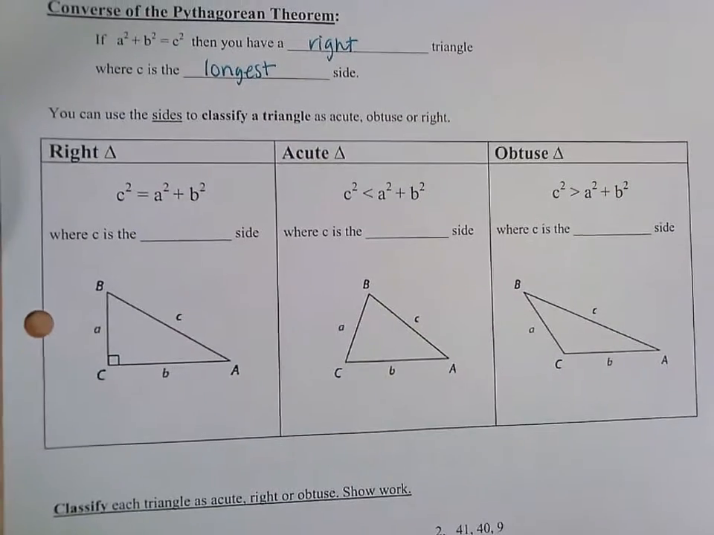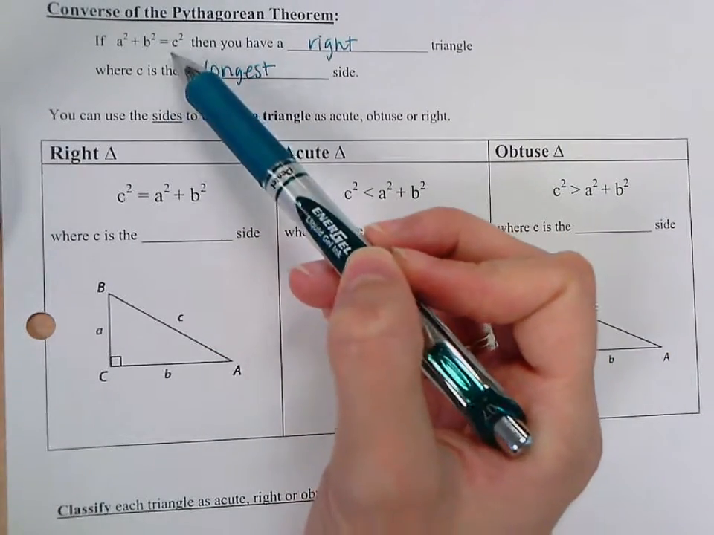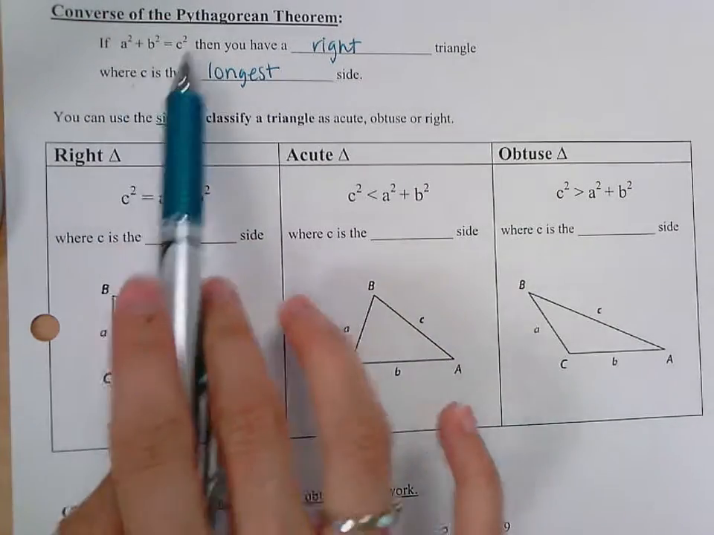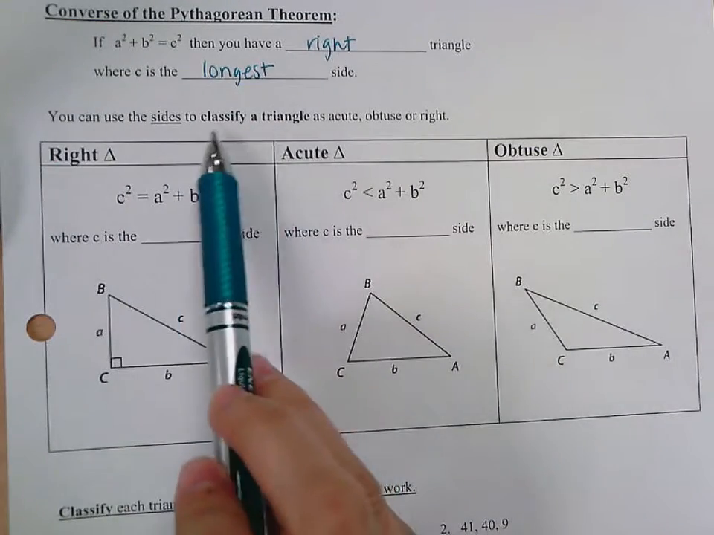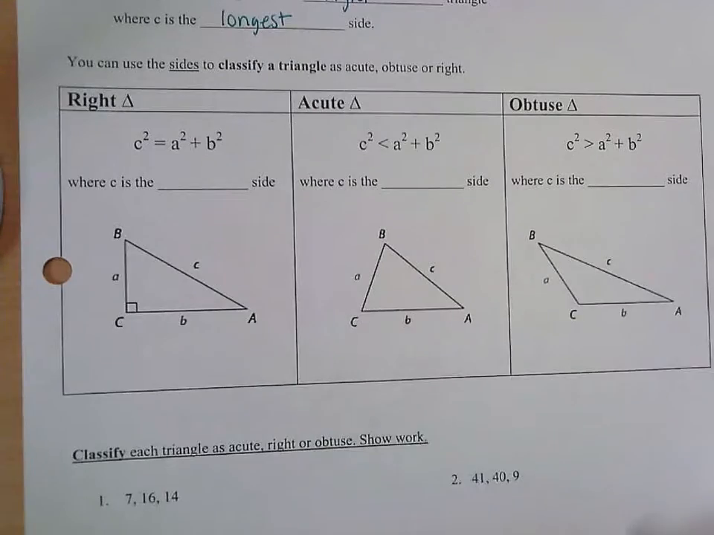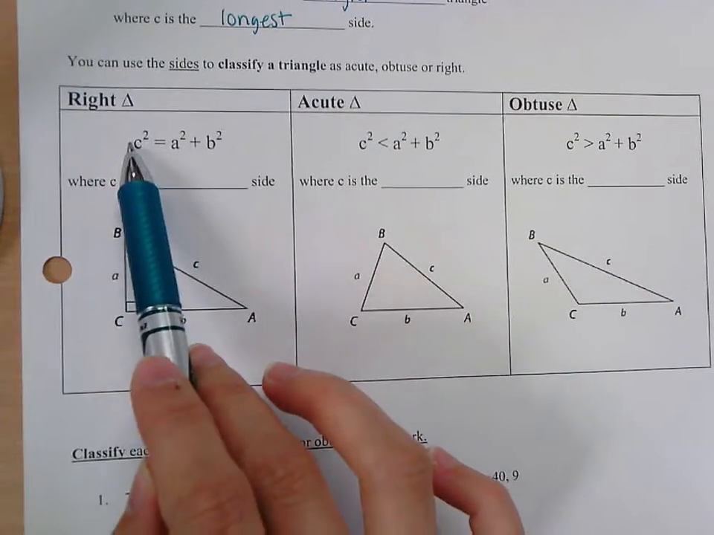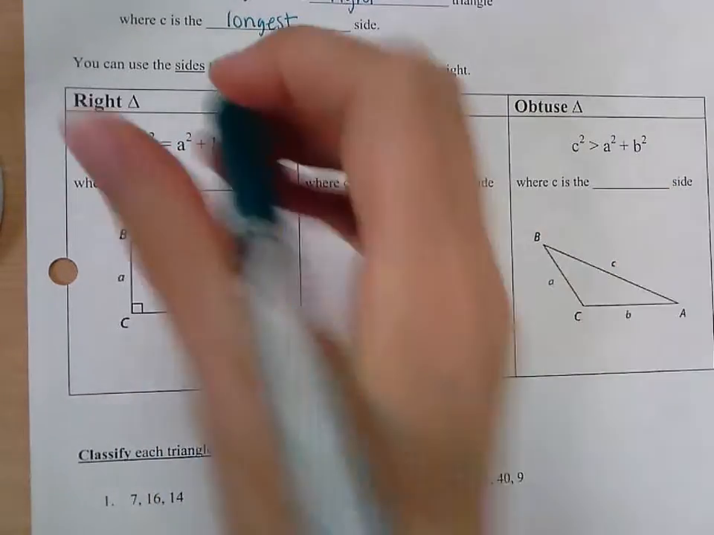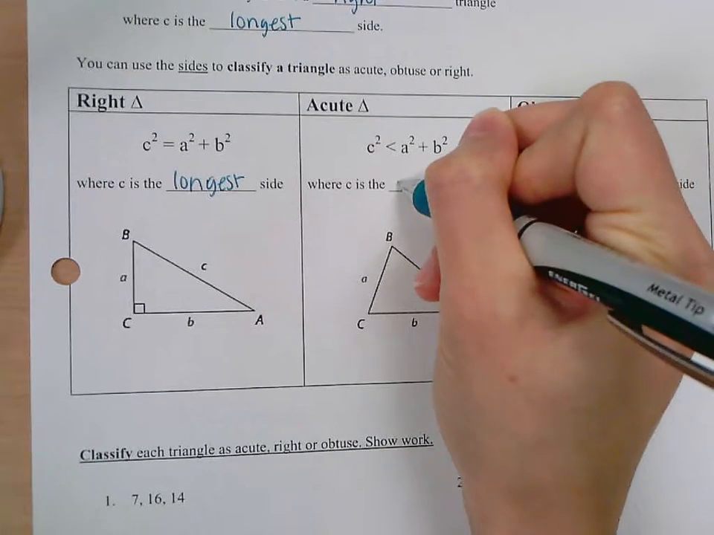Then you will see today you do not always have a right triangle. A squared plus b squared may not always equal c squared. So we can use the sides of a triangle and a relationship that has to do with the Pythagorean theorem to classify a triangle as acute, obtuse, or right. So in a right triangle, this is the Pythagorean theorem. C squared will always equal a squared plus b squared, where again, for all three of these, C is the longest side, if you wanted to fill that in right away.